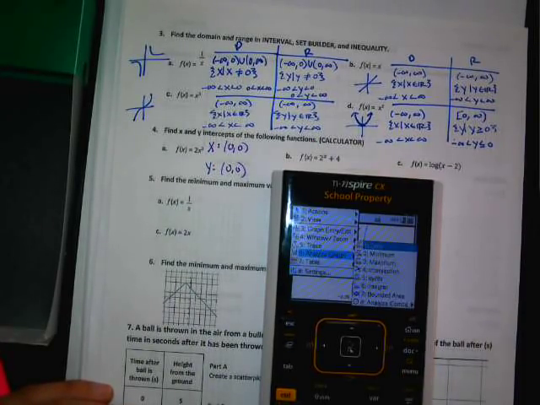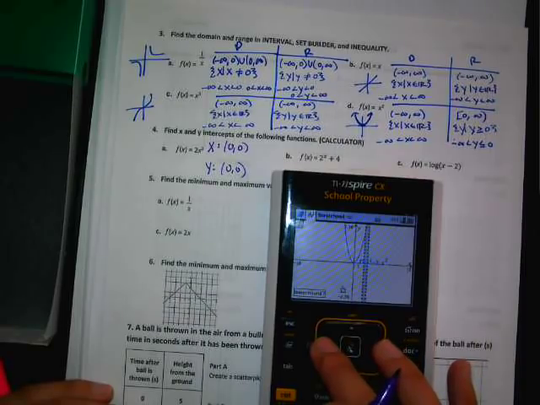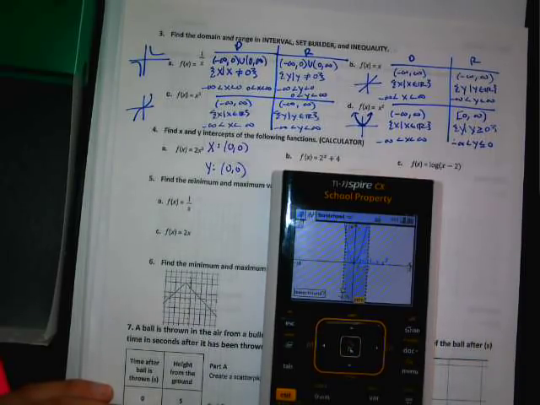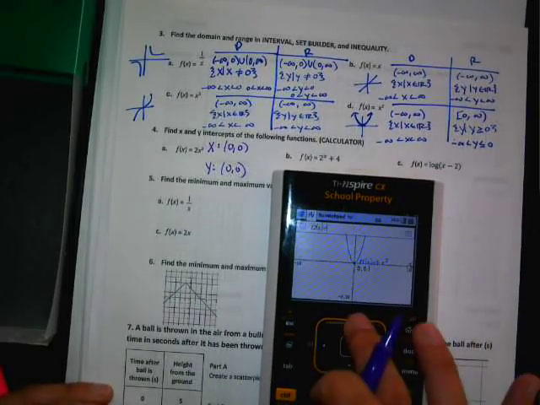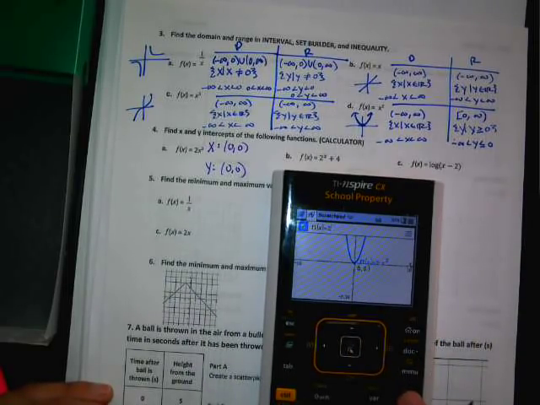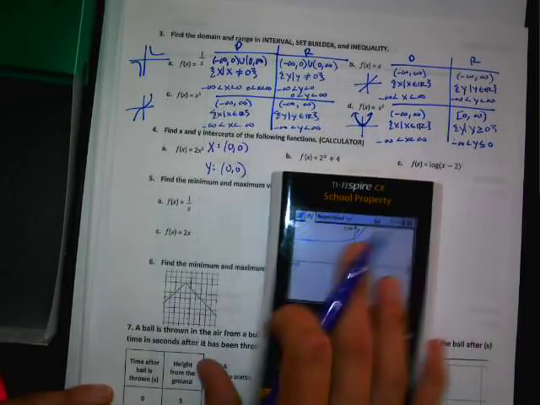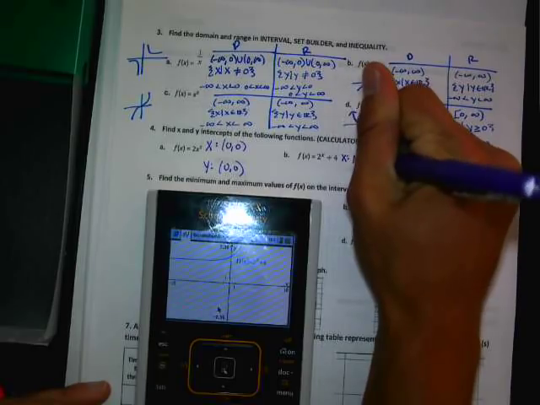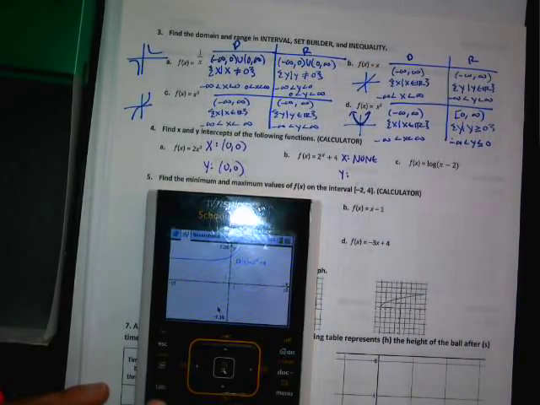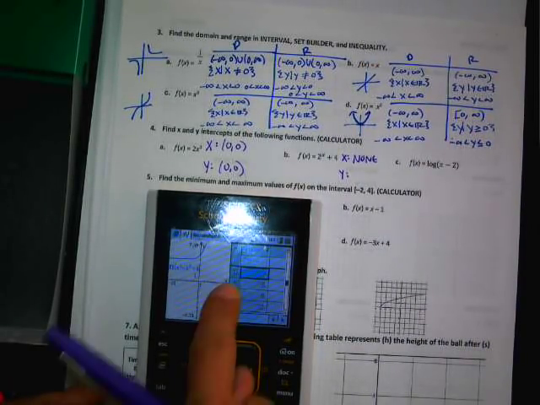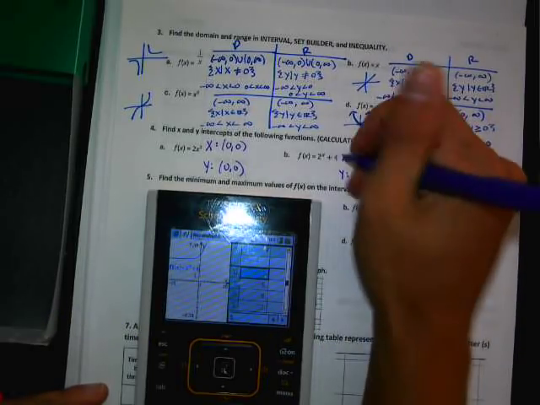If you wanted to check, menu 6.1 will give you the x, and so it pops up here at 0, 0. Okay. Next function, 2 raised to the x plus 4. All right, so this one is never going to cross the x-axis. So I don't have an x-intercept. And the y, control T, go up to when x is 0, and 0, 5 is your y-intercept.